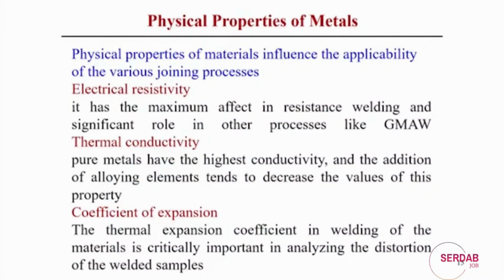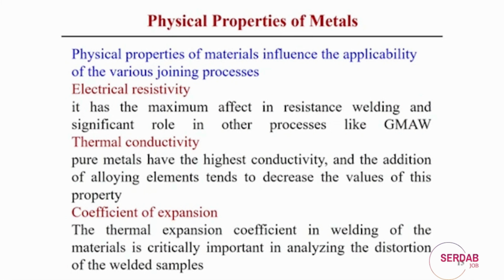Now, when analyzing the different energy sources required for the welding process, we will look back at the different physical properties of the material which may be significant, very specific to welding processes or to analyzing the different welding processes. Physical properties of the materials influence the applicability of the various joining processes.